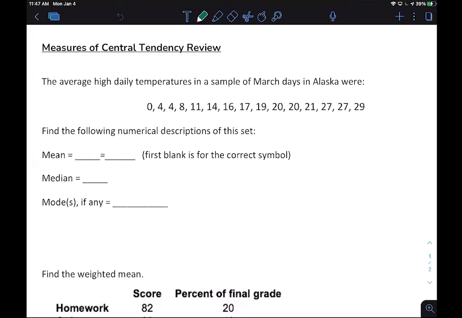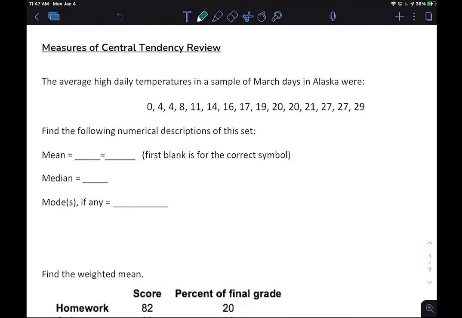So first thing we have here is the average high daily temperatures in a sample of March days in Alaska, and I listed them out and put them in order for you already. Find the following numerical descriptions of this set. So first we want to find the mean. It says in the first blank, use the correct symbol.